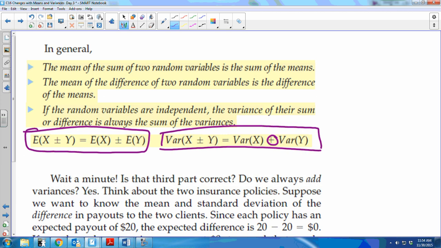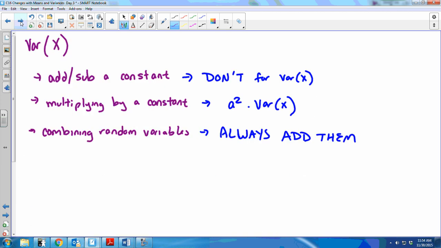Okay, so here is my summation of the variance rules. They want you to add or subtract a constant. You don't do that for the variance. They want you to multiply by a constant. You got to square the constant first before you multiply it by the variance. And if you're going to combine random variables, you always have to add them. All right? So that's my summary of how to deal with variances.